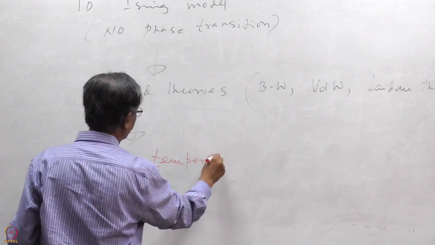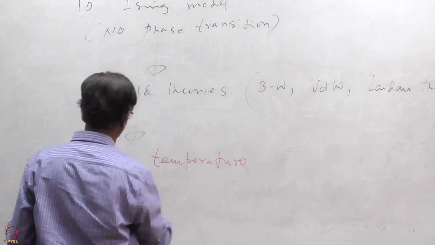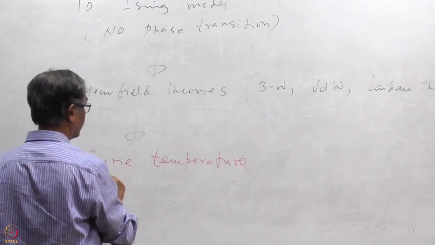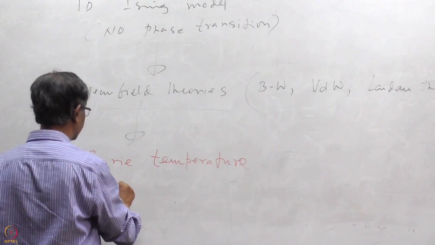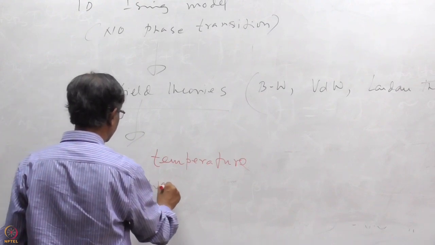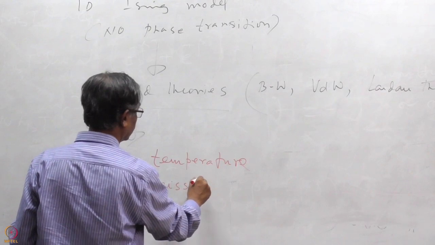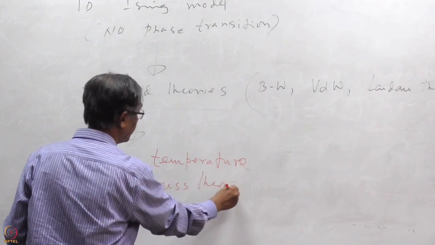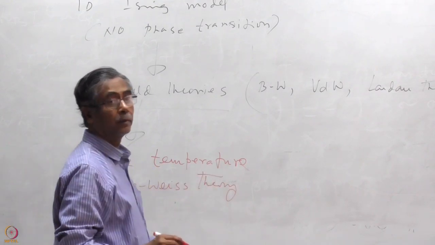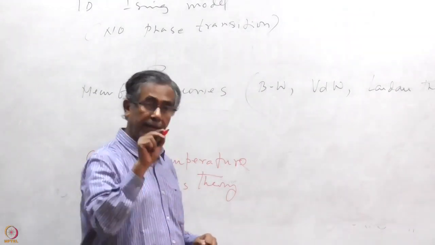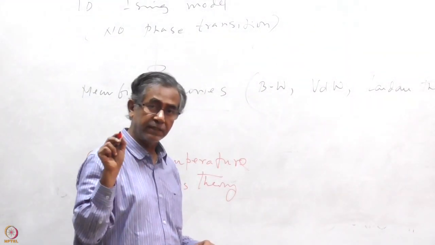What is the Curie temperature? Also called Curie-Weiss theory or equation. What is that? Magnetization equal to 1 minus T by Tc.